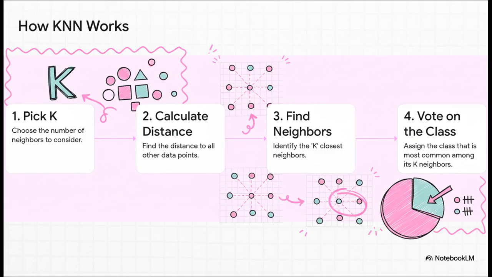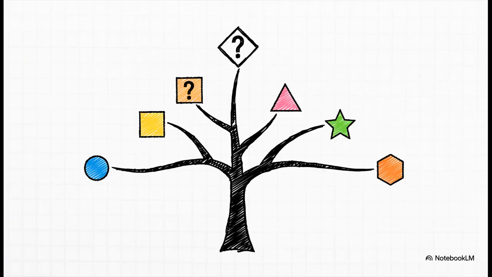To classify a new email, the algorithm looks at, let's say, the 5 most similar emails it's already seen before. It calculates the distance to find the closest ones. If, say, 4 of those 5 neighbors were already labeled spam, well, guess what? The new email gets called spam too. The majority rules. But, okay, what if a simple popularity contest isn't quite gonna cut it?